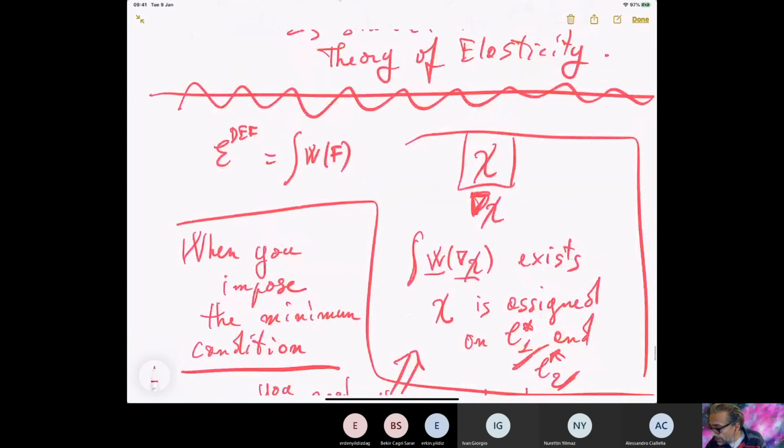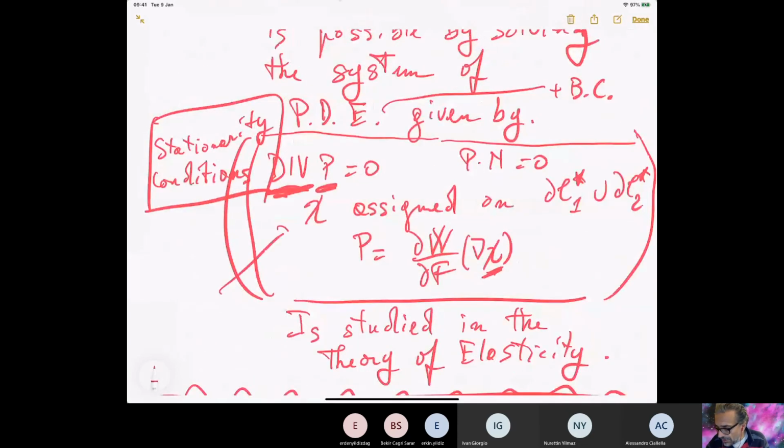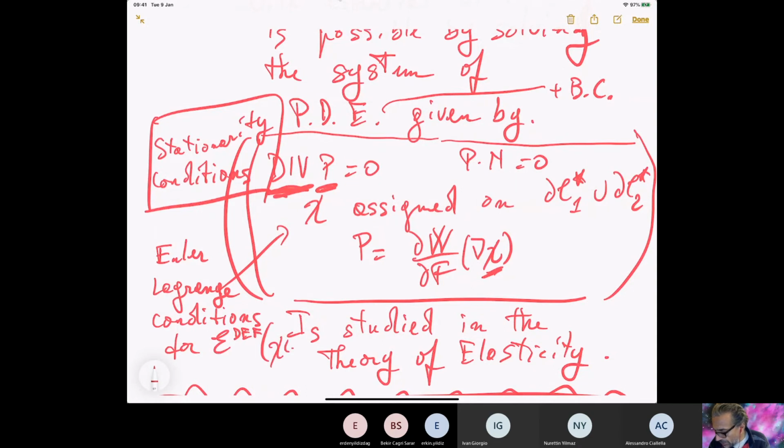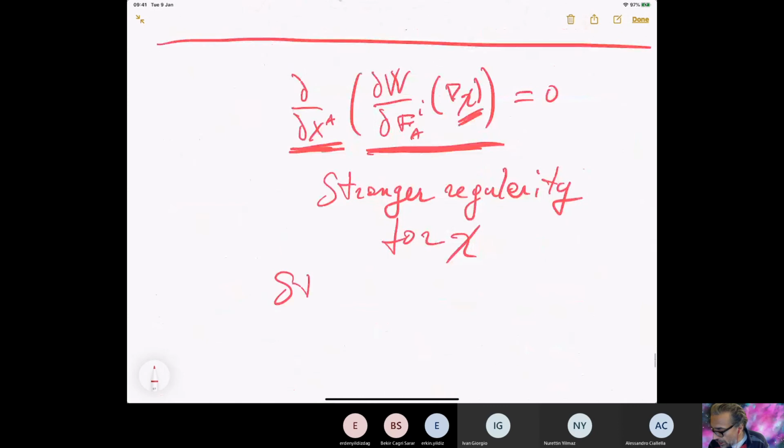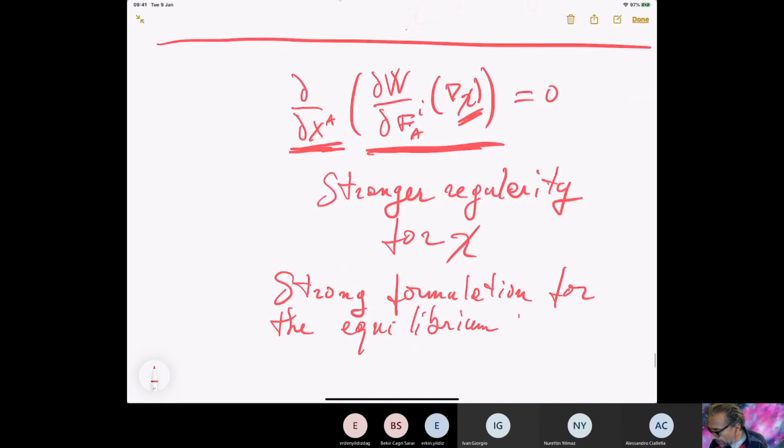So these conditions which we have found here, sometimes they are called Euler-Lagrange conditions for the deformation energy, for the functional which we are minimizing. Okay. The Euler-Lagrange conditions are very often called strong formulation for the equilibrium problem. Okay.